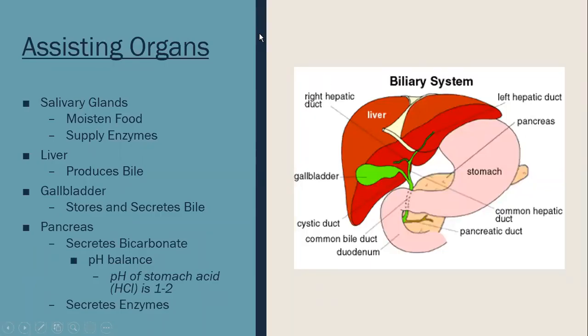We also have a few assisting organs, and we took a look at some of these in the video, where our salivary glands help to moisten food and supply salivary enzymes. Our liver helps to produce bile. The gallbladder helps to store and secrete bile. The pancreas secretes bicarbonate. And what we see is the pH of the stomach acid, or hydrochloric acid, is between 1 and 2. So that bicarbonate is going to help prevent us from digesting our own tissue within the small intestine. And then we have other secreted enzymes along the way.